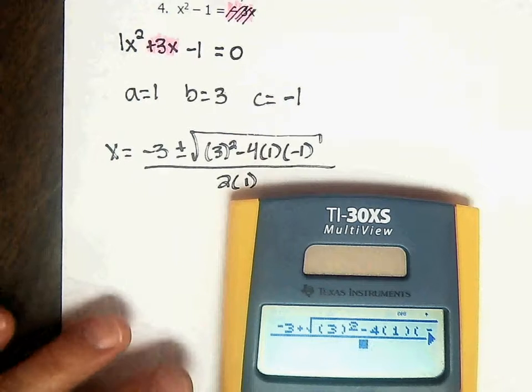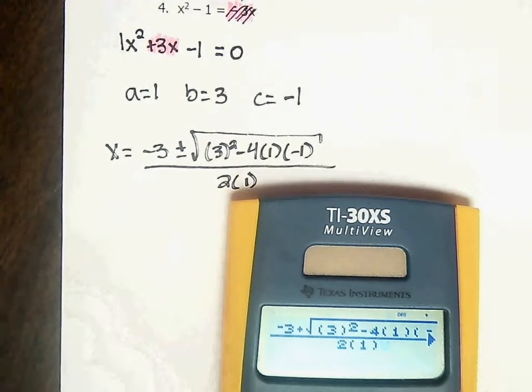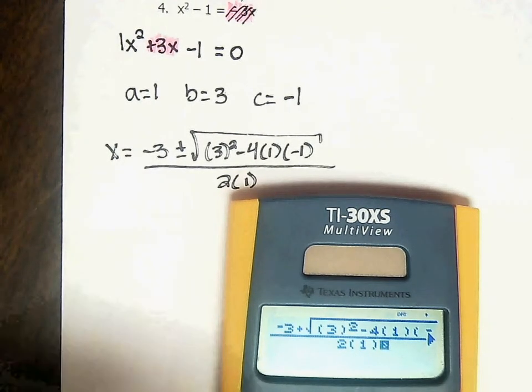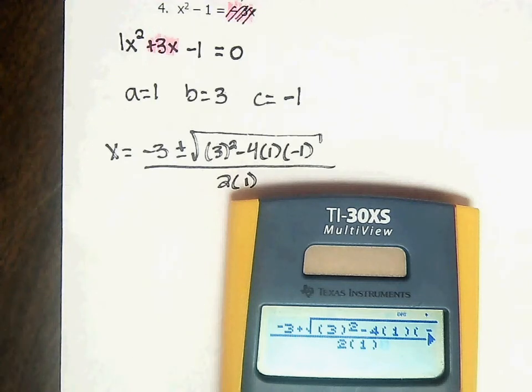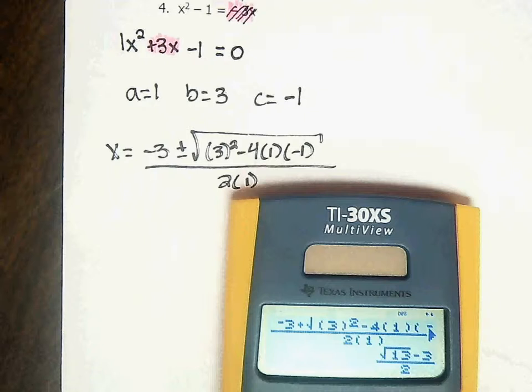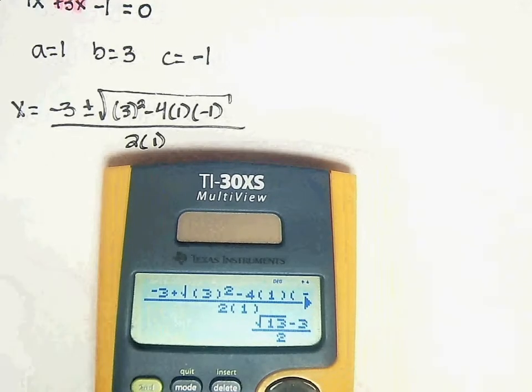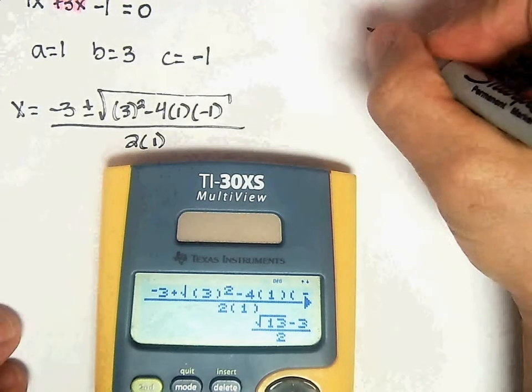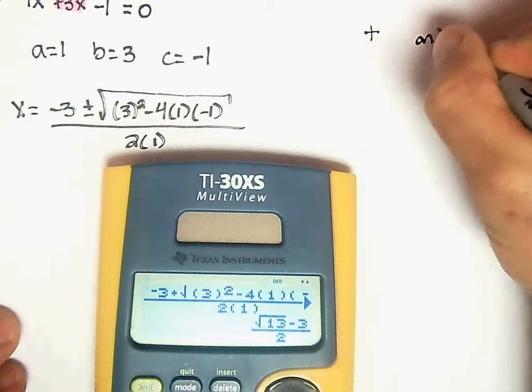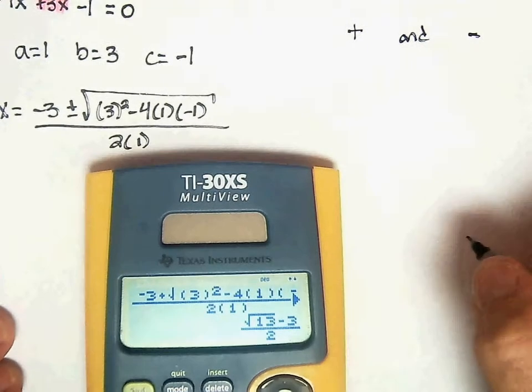Go down to the bottom. It's 2 times 1. This problem, I'm going to check. Does it look like what I have on my paper? Yes, it does. Hit enter. That's one of my answers. Okay? So again, we have 2 answers. We have the plus answer, and we're going to have the minus answer.